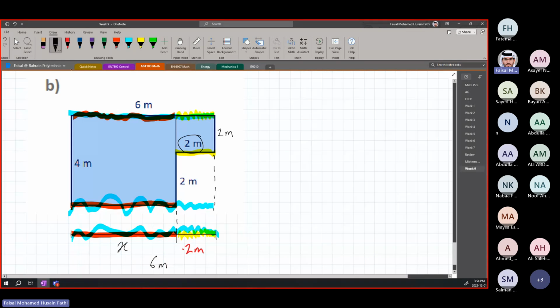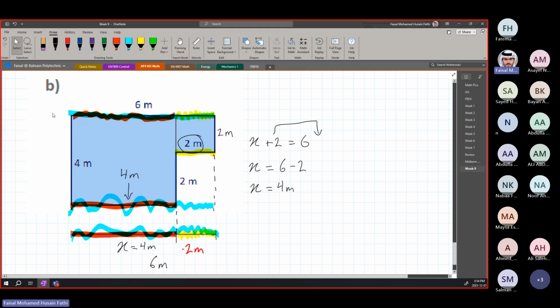So if we just do the equation, we know that X plus 2 has to be equal to 6, because we're just adding the sides. X plus 2 is equal to 6. If we solve for X, we take the 2 to the other side. X is going to be equal to 6 minus 2, so X is equal to 4 meters. So we found out that this side is 4 meters.